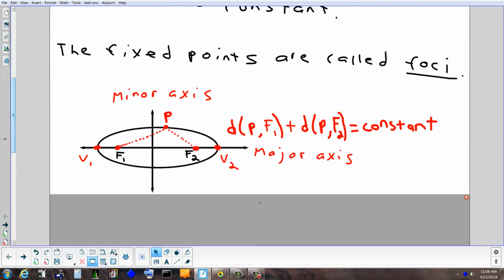What I've done in this diagram is I labeled the 2 points. I had B and C before. I just called them F1 and F2.